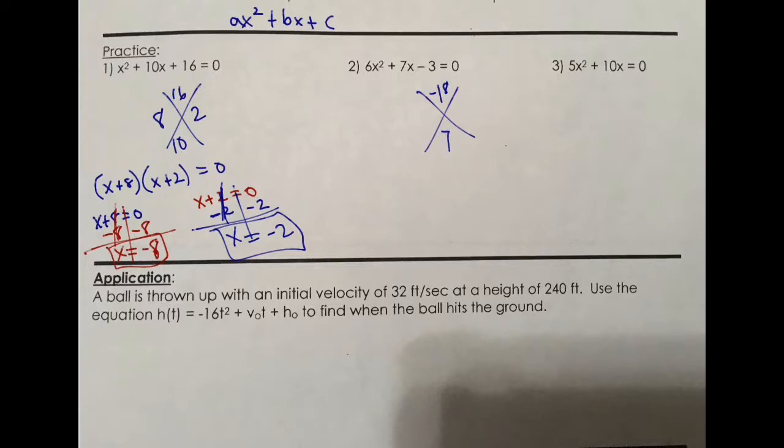And then our b term goes at the bottom. Two numbers that multiply to give you negative 18 and come together by adding or subtracting to give you 7. That would be a 2 and a 9. We need it to be 7, so right there. Negative 2 times 9 is negative 18. Negative 2 plus 9 is 7. So we have our factors of x minus 2, x plus 9.